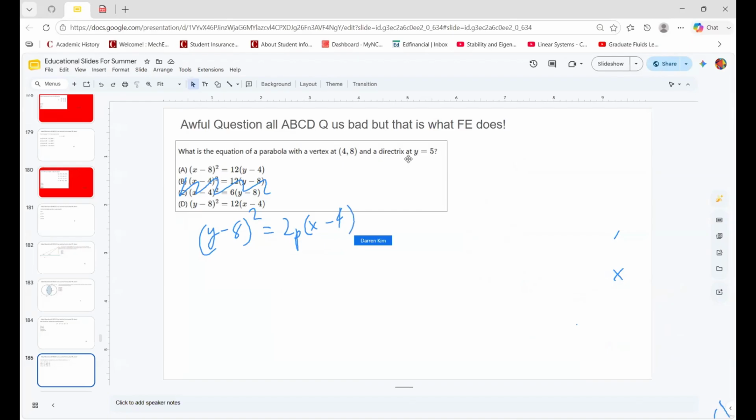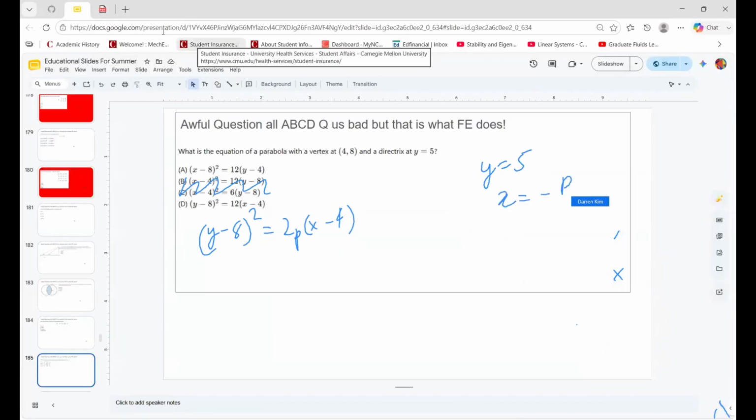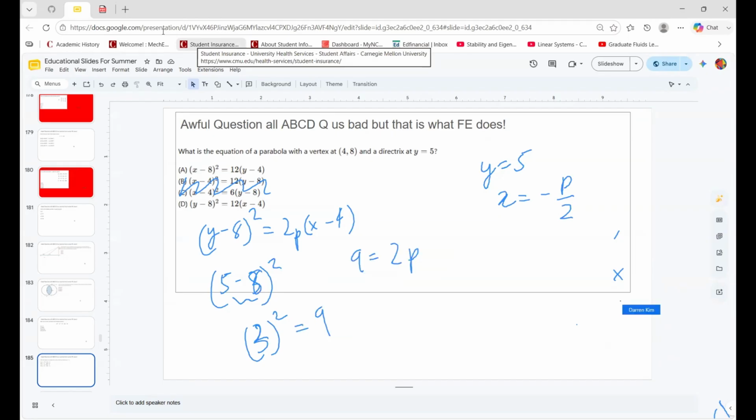So we know these two have to equal. And at y equal 5, the directrix must equal x equal negative p over 2, right? All right. So we need to figure out how to get the vertex. That's just 5 minus 8, which is 3, squared, which equals 9. So 9 equals 2p. Well, okay, we have to do it this way, apparently. So that equals negative 4x.